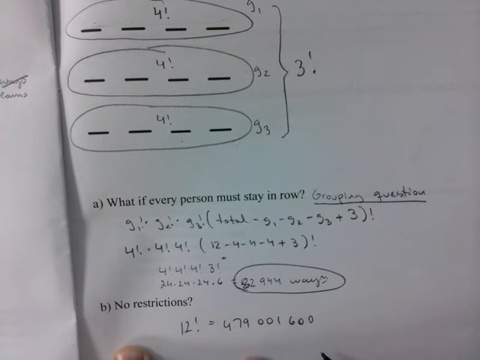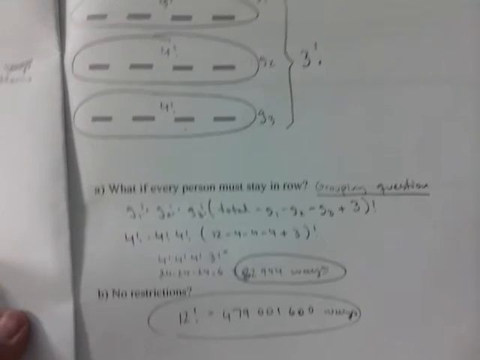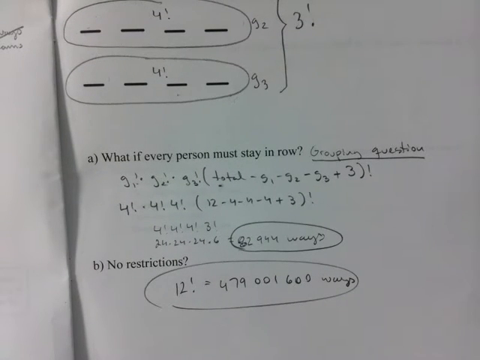So 479 million and then some ways that you can arrange that group of 12, right? Without worrying about anyone staying in a particular row. They can just shift around all over the place. And that's it for new stuff.